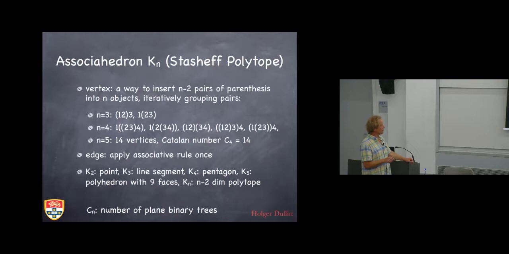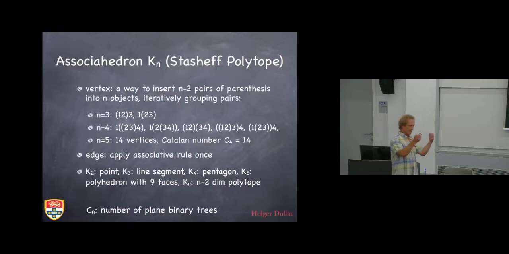When you have 4 objects, here are the 1, 2, 3, 4, 5 ways of inserting 2 pairs of brackets into 4 objects. And you could start by inserting the inner bracket and then do the outer bracket. And then the inner bracket is just considered as one object. And if you keep going for n=5, you get 14 vertices, which is the Catalan number. One of the things that the Catalan number counts is exactly the number of plane binary trees, which is exactly what we're doing here. So those are the vertices of our objects.